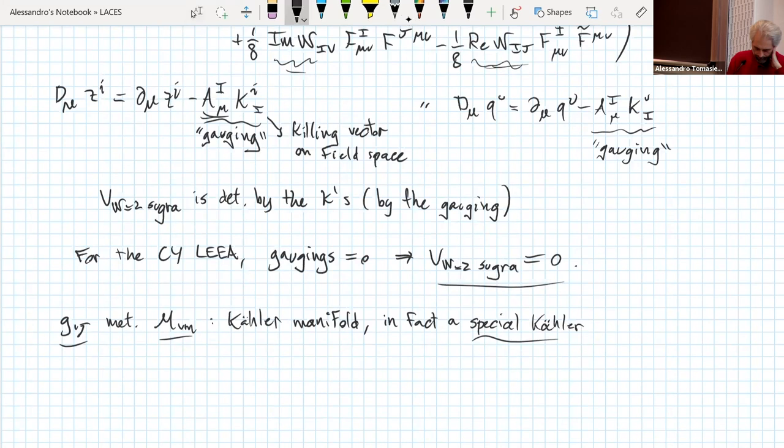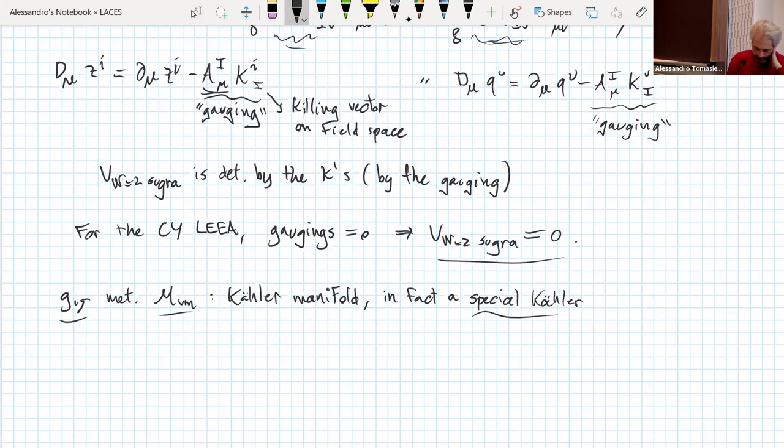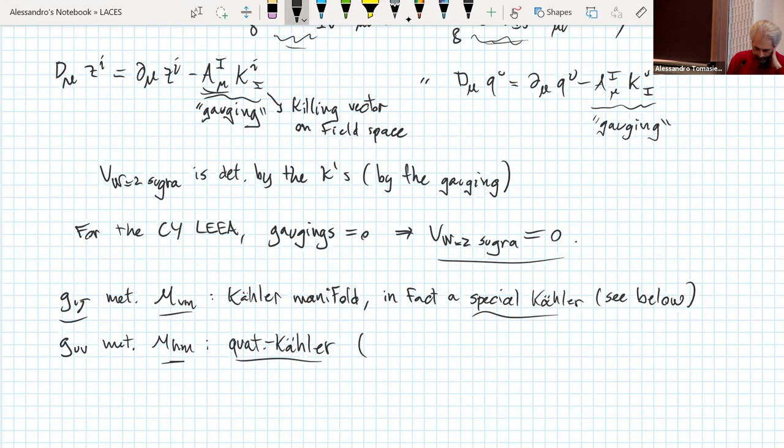So to describe this, actually, before I describe it, let me also say something about the hypermultiplets. So G_{UV} is a metric on M_HM, which is just a word to describe the field space of the hypermultiplets, and this is called the quaternionic-Kähler manifold. With a hyphen, because the definition doesn't require it necessarily, to be clear.